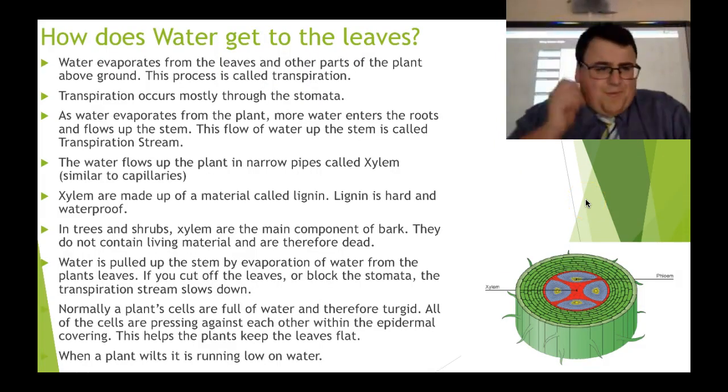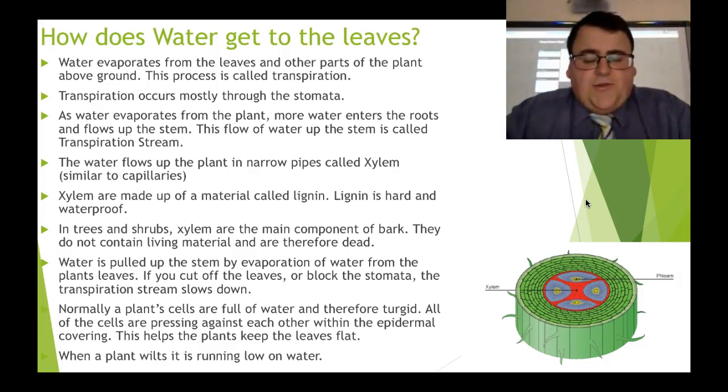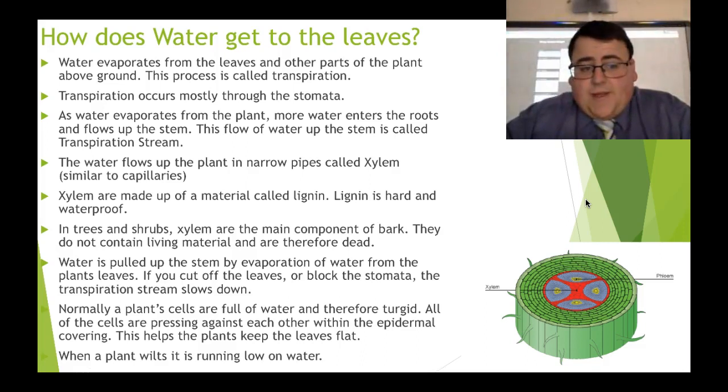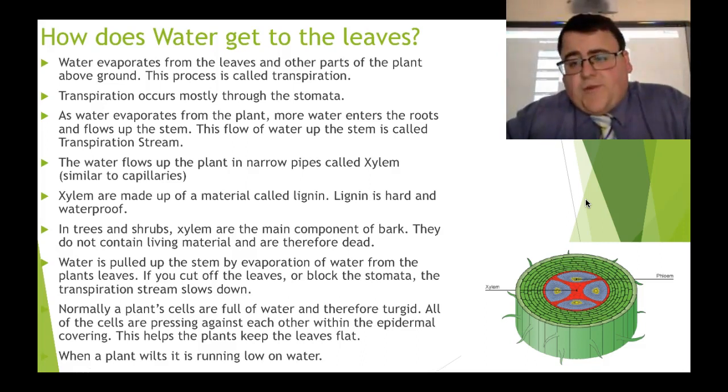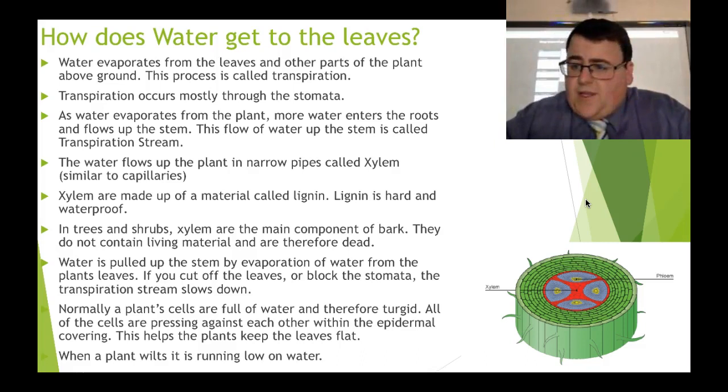Now, an important part: how is water going to get into the leaves of a plant? First off, water evaporates from leaves and other parts of the plant above ground. We call that transpiration. You've talked about that in geography, in year 7, 8, 9 science. Transpiration is generally going to occur through the stomata, as we mentioned before. As water evaporates from the plant, more water enters the roots from the ground, so the roots are absorbing as much as they can from the ground, and the water flows up the stem in what's called the transpiration stream.